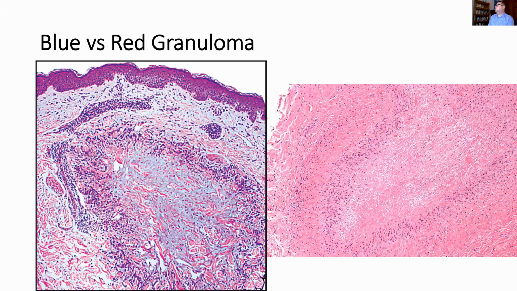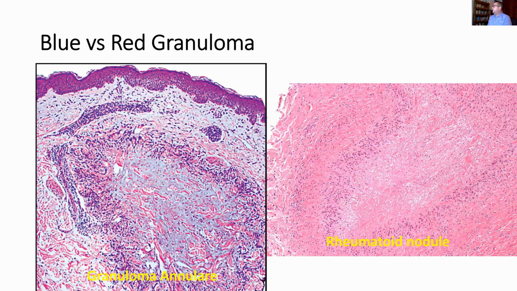So another big concept here, this is a very old concept, but it's red and blue granuloma, so really appropriate given the events of this week. But the blue granuloma is what we think of with granuloma annulare. Yeah, and the red granuloma is rheumatoid nodule. But you can see if we didn't have the color, how they almost look identical.